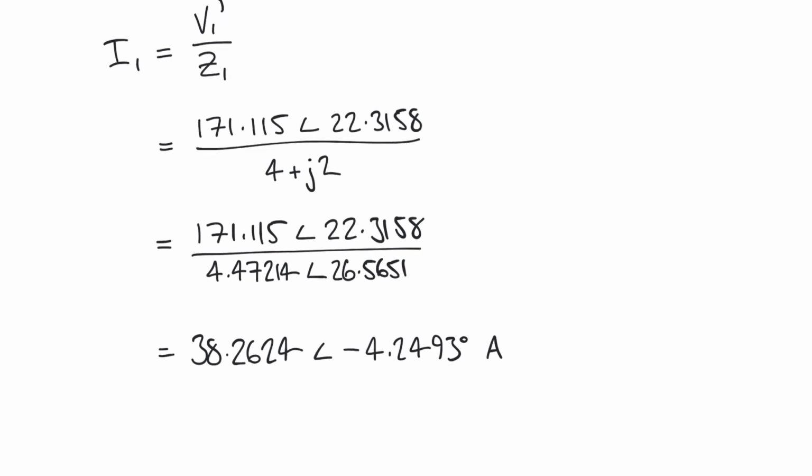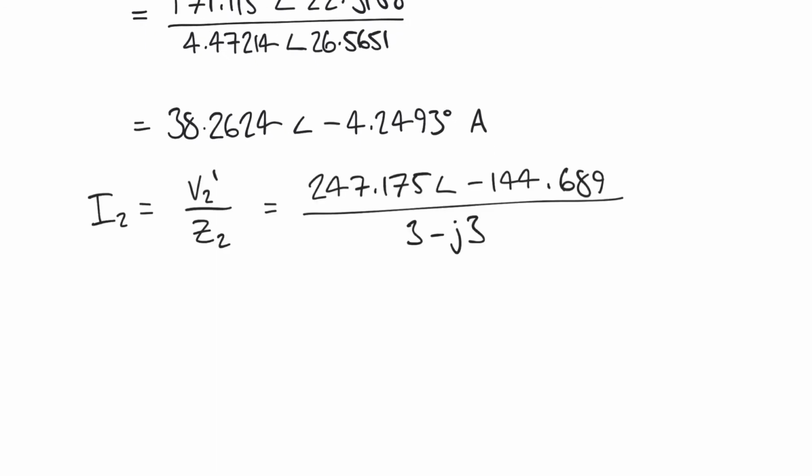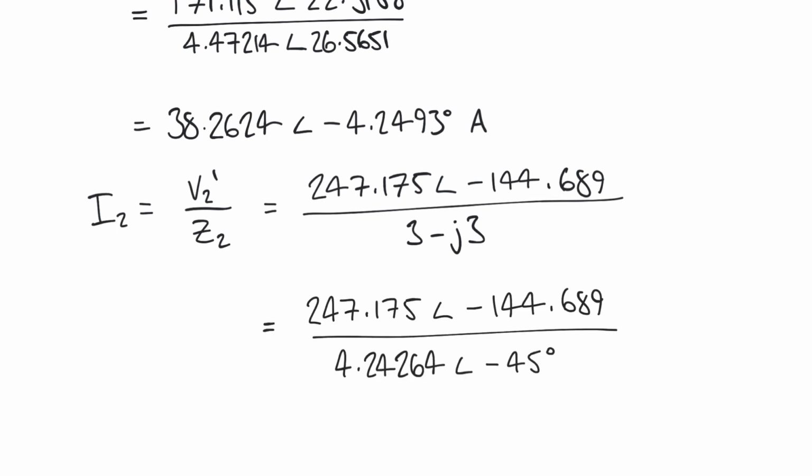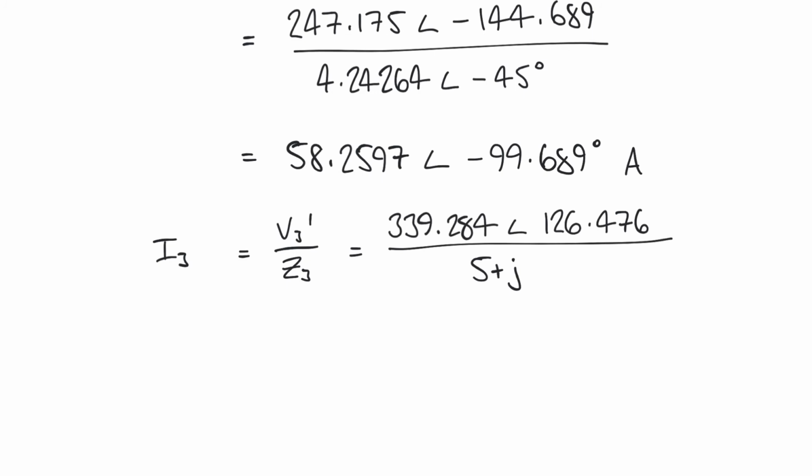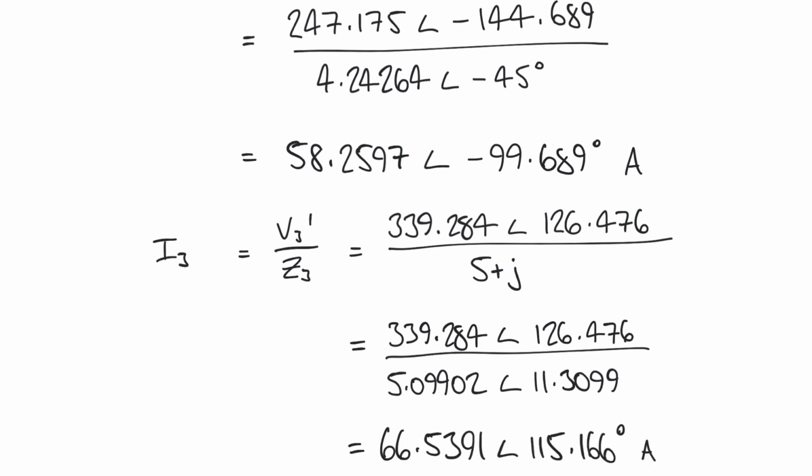Here's very similar working for I2, in this case V2 dash over Z2. Again, just converting so that we're consistently in polar form, we can divide to get a result for I2. And here's the same for I3, this time V3 dash over Z3, and we can do those similar divisions in polar form to get our result for I3 as well. Again, we're hurtling through that for time's sake, but if you want to pause the video and make sure that you can calculate those for yourself, then go ahead and do so.